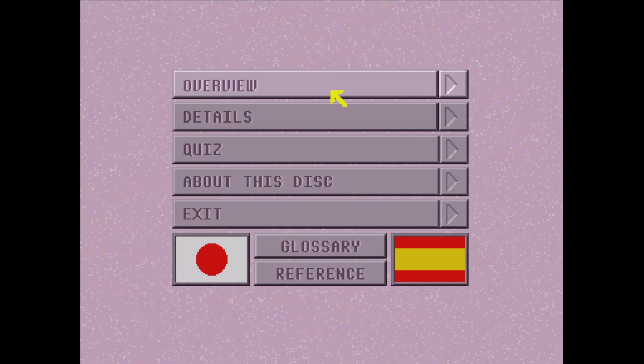Please make your choice by moving the arrow over your selection and clicking a button.